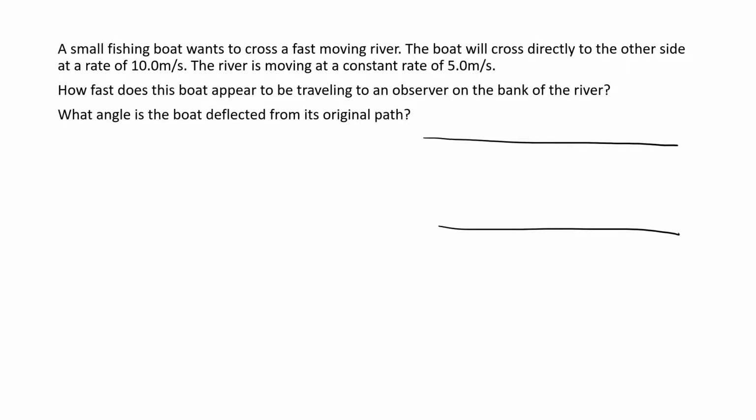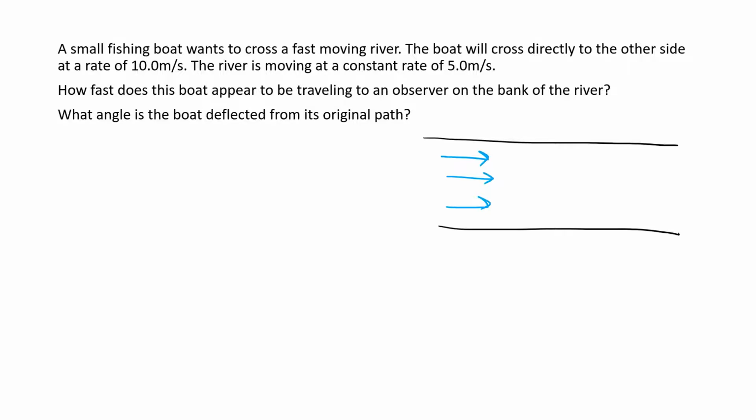It also doesn't say how wide the river is, so the question is going to be very general. So there's our river. Everywhere in the river, it's moving at 5 meters per second. The boat is wanting to cross directly over the river, going from one side to the other.